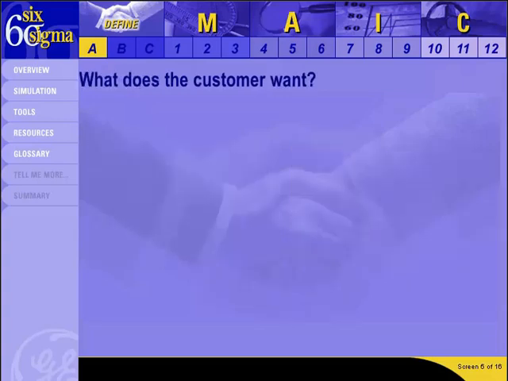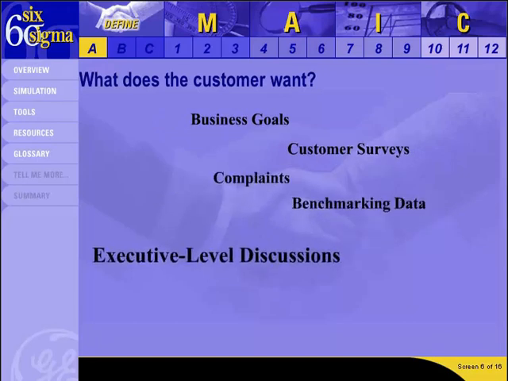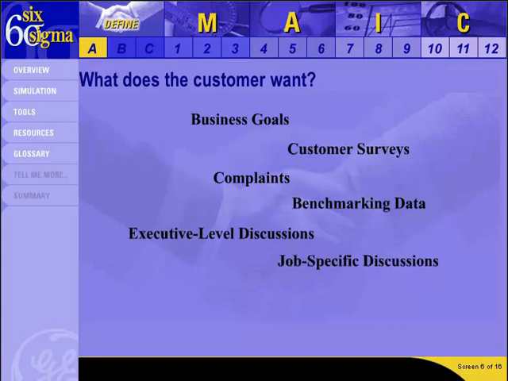Now that we know who the customer is, the next question we need to answer is, how do we finally determine the customer's CTQs? Since critical to quality, or CTQ, characteristics are determined by the customer, our job is to explicitly define the CTQs. So, the next step is to determine what the customer really wants. There are several sources of existing customer data that can be gathered to determine exactly what the customer wants. Business goals, customer surveys, complaints, benchmarking data, executive-level discussions, and job-specific discussions all represent common factors that can be prioritized to find out what the customer wants. The customer data collected, then, will lead to the project's CTQs.